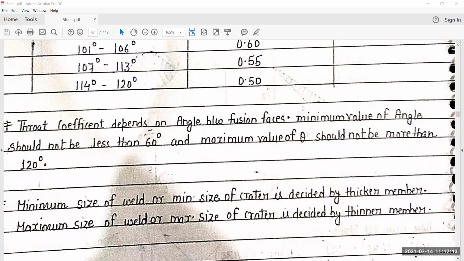The throat coefficient depends on the angle between fusion faces. The minimum value of angle should not be less than 60 degree. The maximum value of theta should not be more than 120 degree. Minimum size of weld is decided by the thickness of the thicker member. Maximum size of weld is decided by the thinner member.